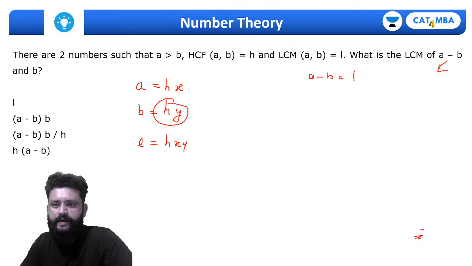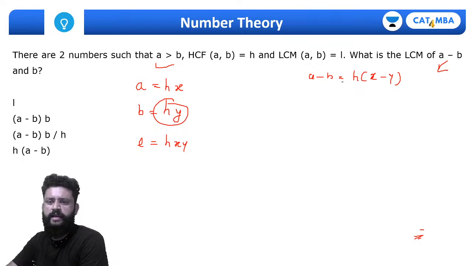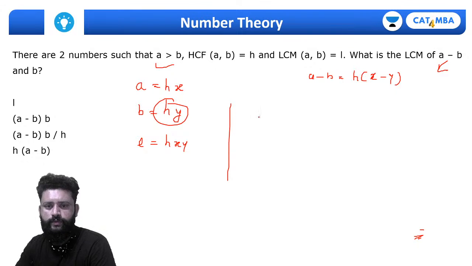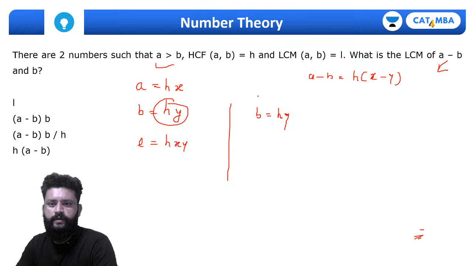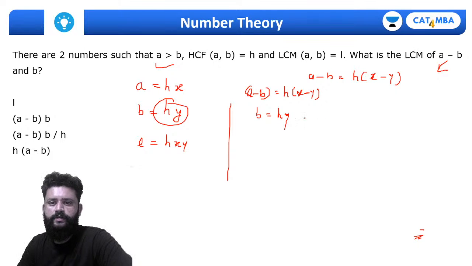A minus B will be H times of X minus Y, and we know that A is greater than B, that is already given over there. तो हमें कुछ sequence तो change करने की जरूरत नहीं है. There is a single possibility. So हमें चाहिए LCM of B, HY, and A minus B, that is H into X minus Y. X and Y are co-prime numbers.